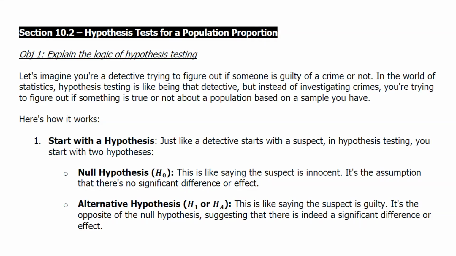You'll first start with a hypothesis. Just like a detective starts with a suspect, in hypothesis testing, you start with two hypotheses. The null hypothesis, H naught, is like saying the suspect is innocent. It's the assumption that there's no significant difference or effect. And then the alternate hypothesis. This is like saying the suspect is guilty. It's the opposite of the null hypothesis, suggesting that there is indeed a significant difference or effect.